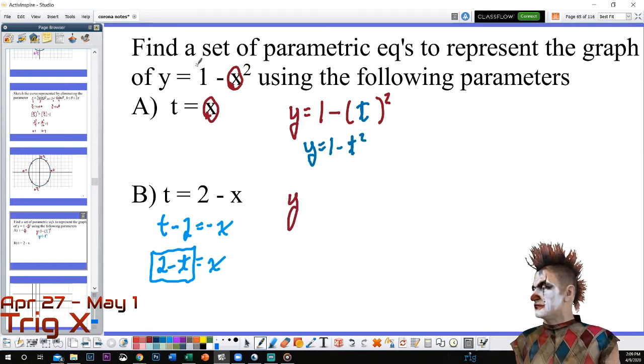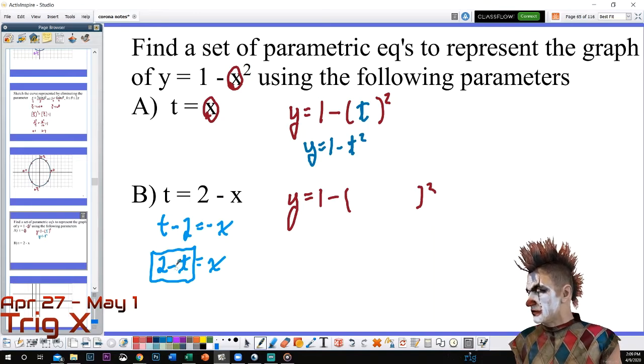Remember, my equation that it gave me right here was y equals 1 minus x squared. You'll notice my blank that I left a lot more room. Why is that? Because it's going to need a lot more room than just an x, or just a t. 2 minus t is what goes here.